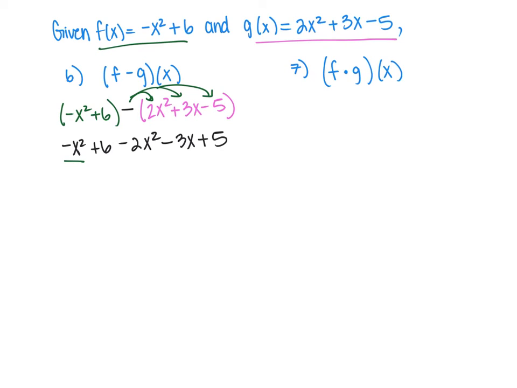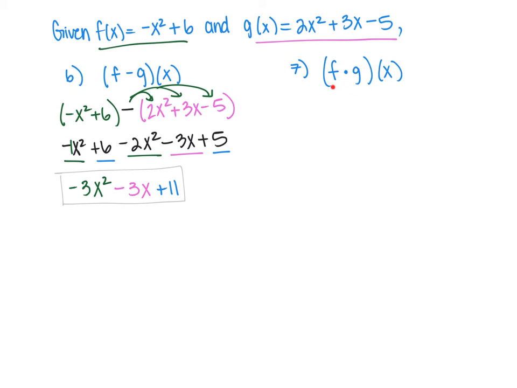Like these are both x squared, so if I combine them, that's like a negative 1 minus 2. So that's going to be a negative 3x squared. And then I can see I have a negative 3x, so I'm going to bring that down as it is because there's nothing to add it with. And then finally, I have a 6 and a 5, which I can add to get 11. So looking at these 3 terms, they're all different exponents, so this is my final answer.